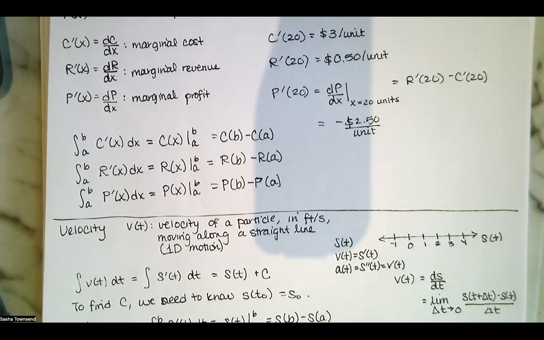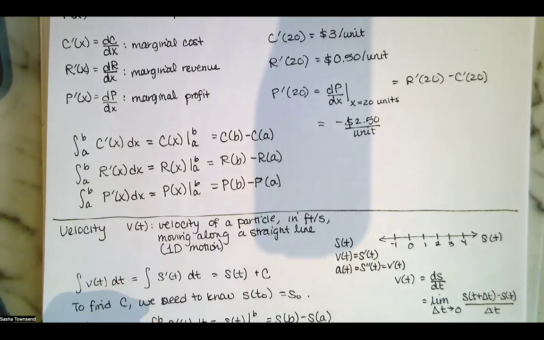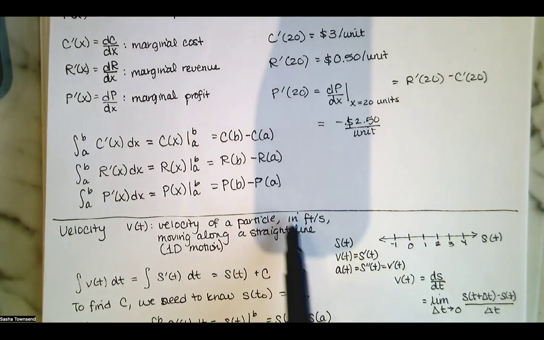Okay, so let's look at an example. This next example deals with one-dimensional motion. We've got some particle moving back and forth on a line. Even though it's a little bit contrived, it helps us to understand these concepts. So let's do that.